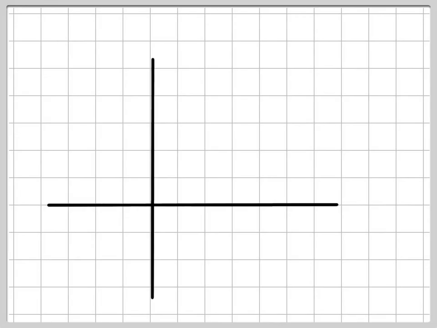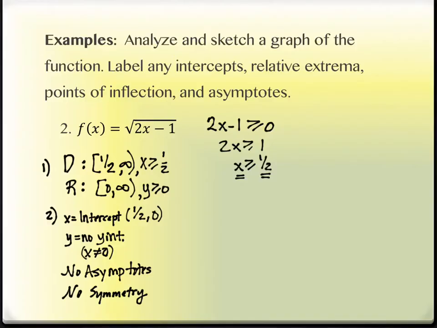Okay, so we have an x value of 1/2 as our x-intercept. It's right here, so I'll plot that. Now we're ready for the calculus components, taking derivatives. So we're going to take the derivative of this radical function.